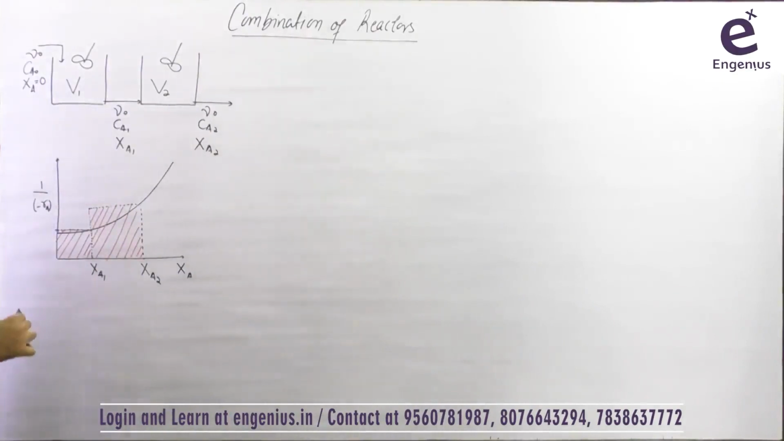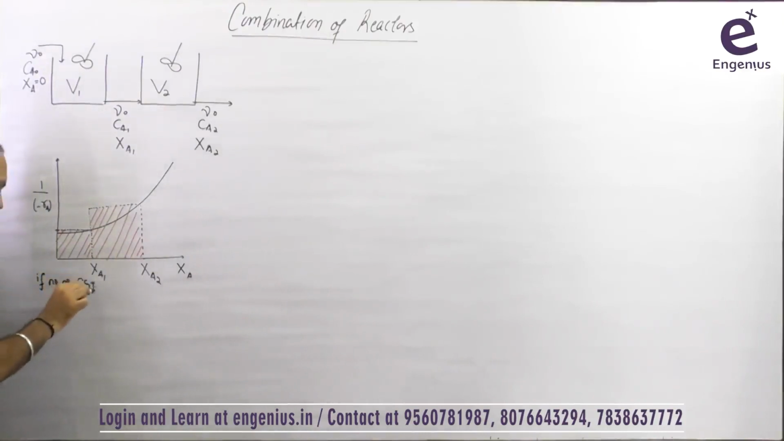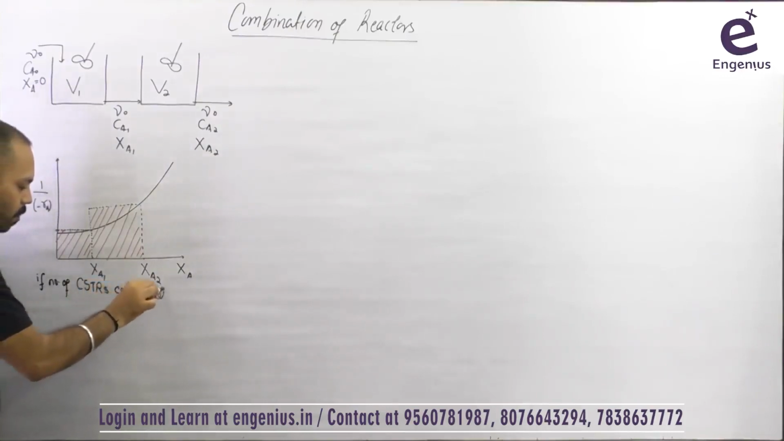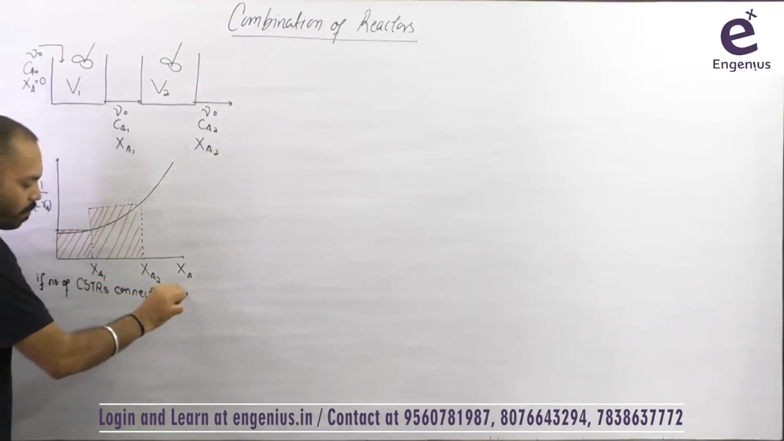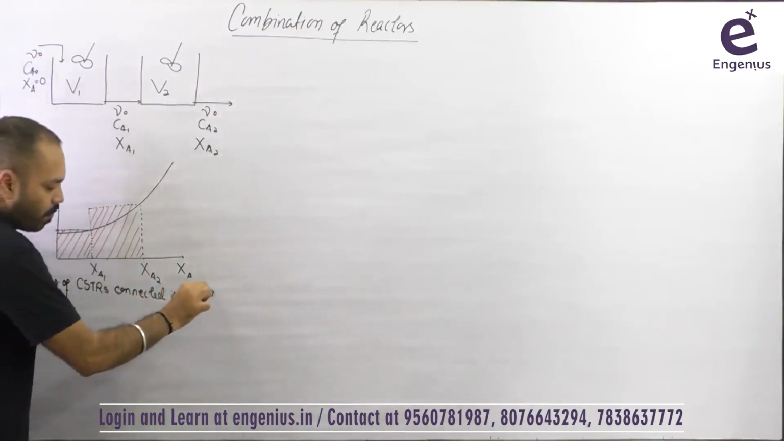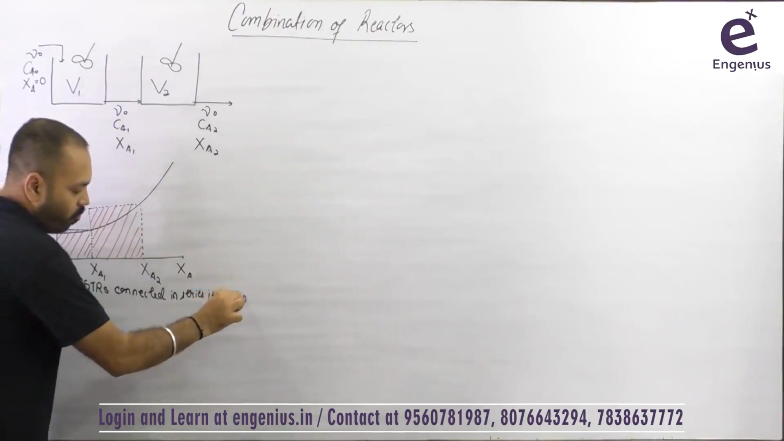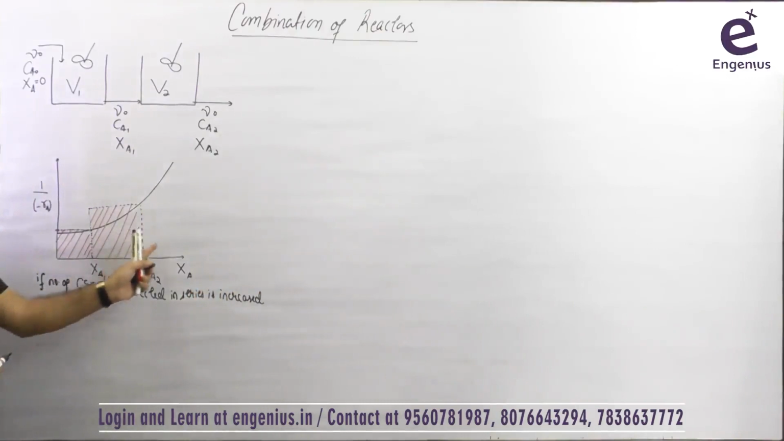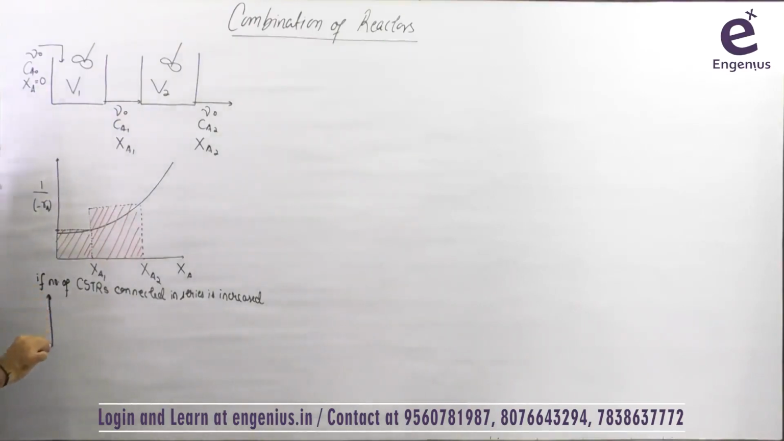Now there comes a case: if you increase the number of CSTRs, what happens? If the number of CSTRs connected in series is increased, then definitely you can add more and more rectangles, right? And then that can be represented on the Levenspiel plots. Let's see how. I hope this graph is visible to you.